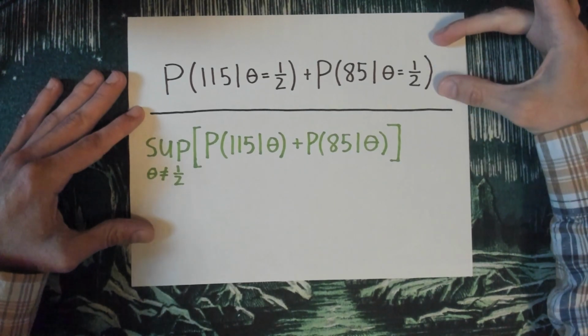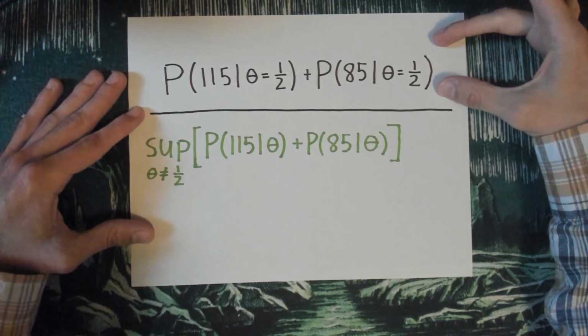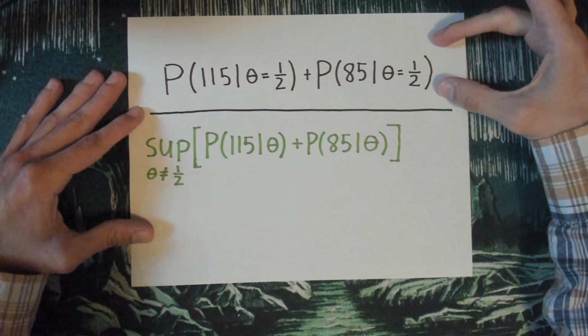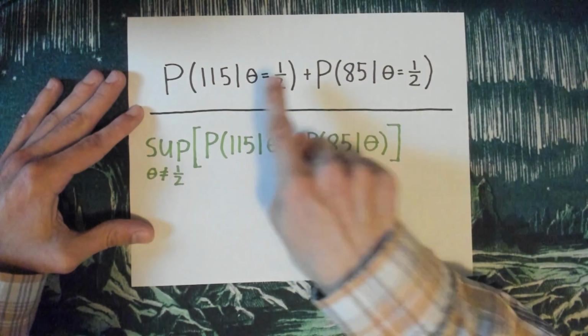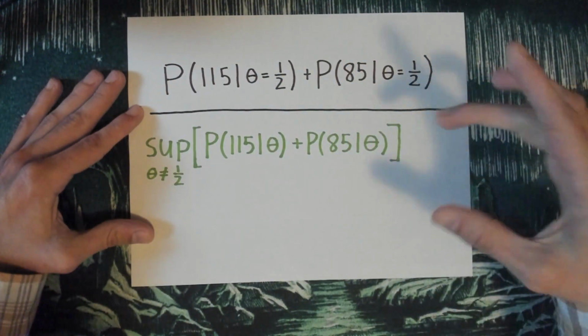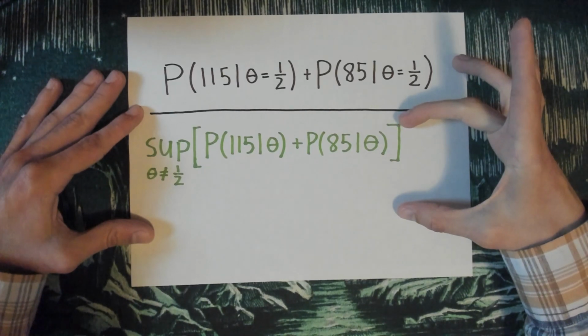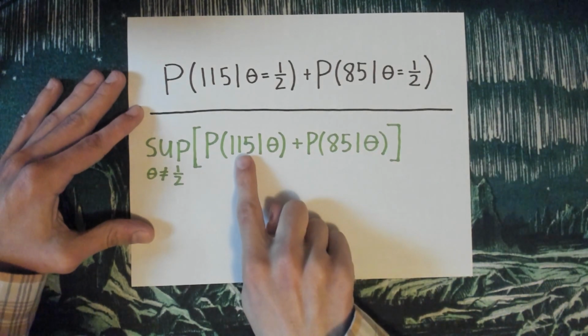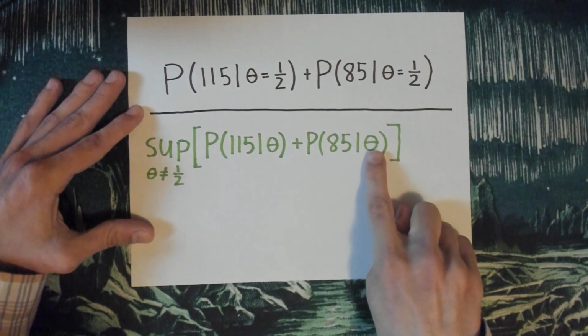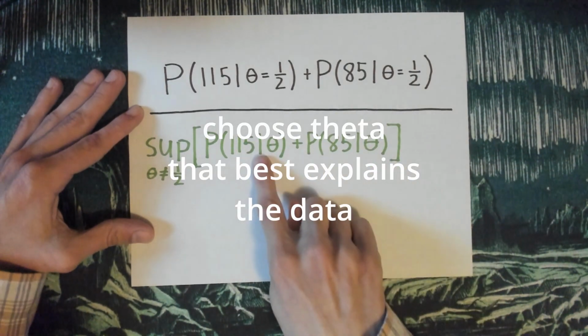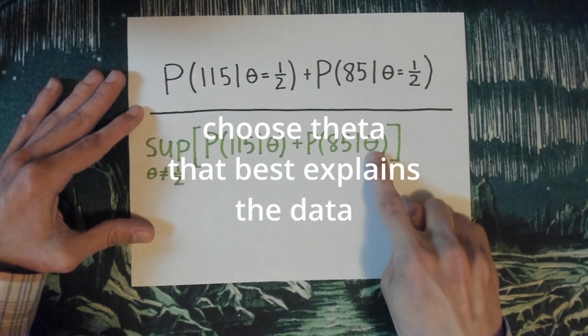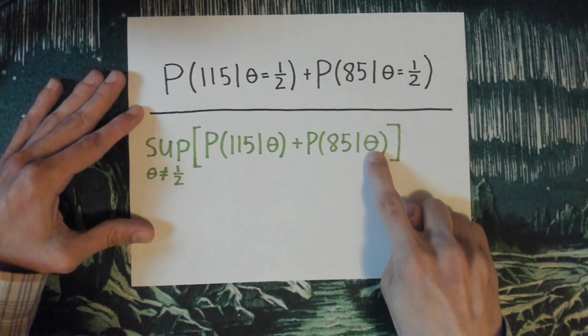The top is going to represent the probability of getting a p-value of 4% if the null hypothesis is true. And the bottom is going to refer to the probability of getting a p-value of 4% if the best possible version of the alternative hypothesis is true. That is, the version of the alternative hypothesis that maximizes the probability of getting a p-value of 4%.